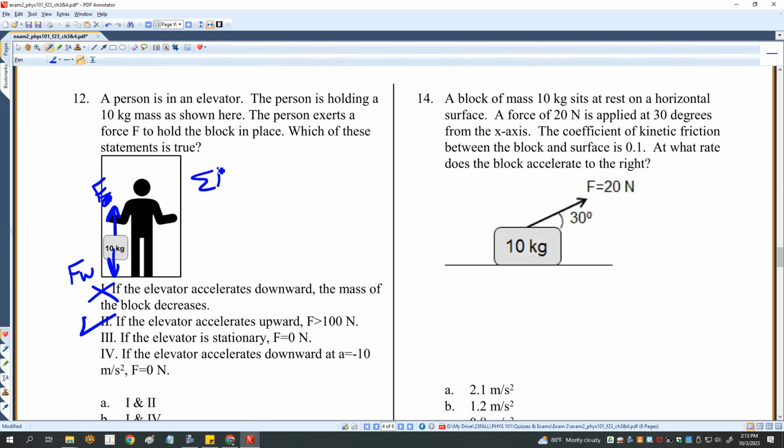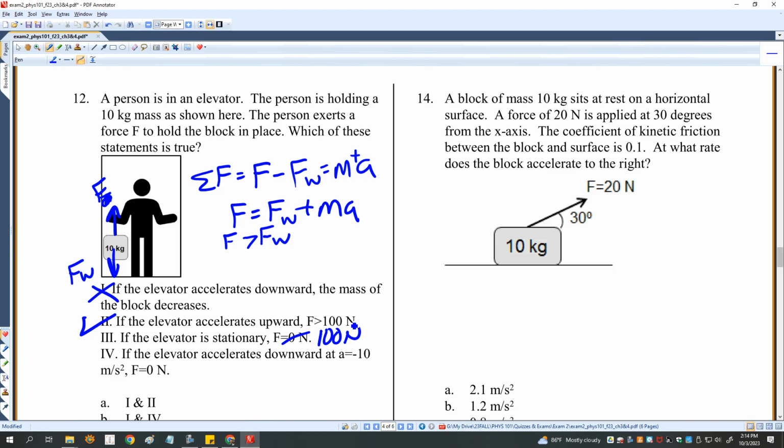I could do the sum of the forces. That's going to be F minus Fw equals m times a positive acceleration. So F would equal Fw plus ma. So yeah, F then would be bigger than Fw. The elevator is stationary, F equals 0. No, if it's stationary, F would equal 100 newtons, which is just the weight of the block. So not 3. And if it's accelerating downward at minus 10 meters per second squared, then F equals 0.